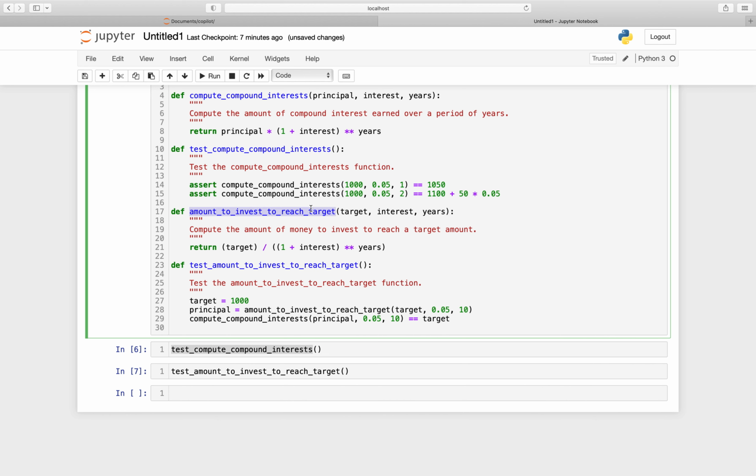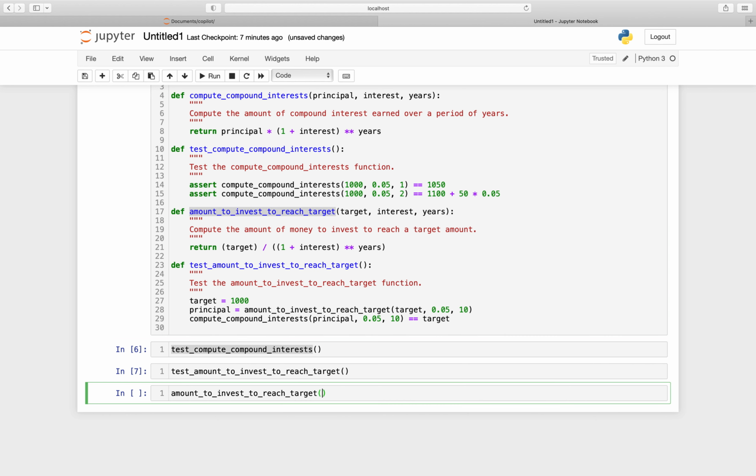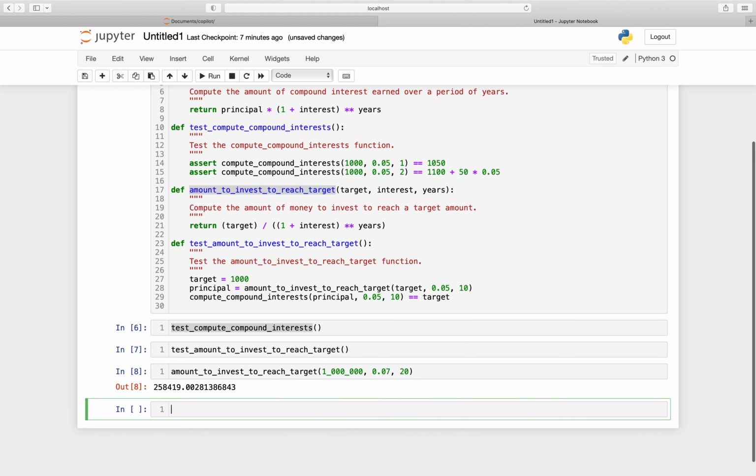So now let's try that. So let's say I want to reach 1 million by investing at 7%, sorry, and let's say we invest for 20 years. So that means we need to invest 258,000 euro. So that would be a times 4 over 20 years, not bad.